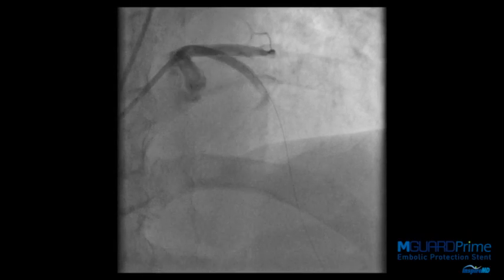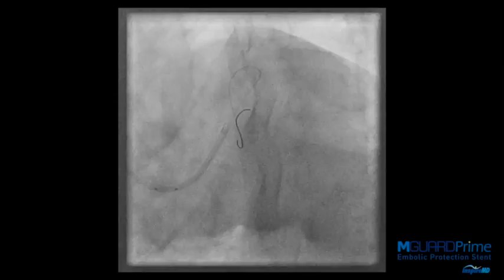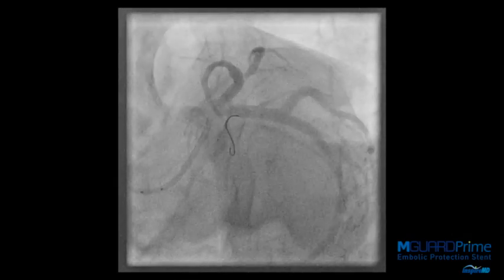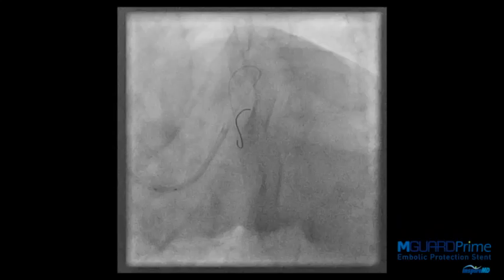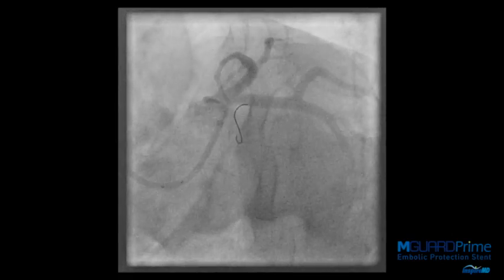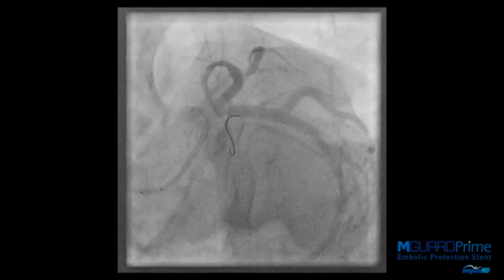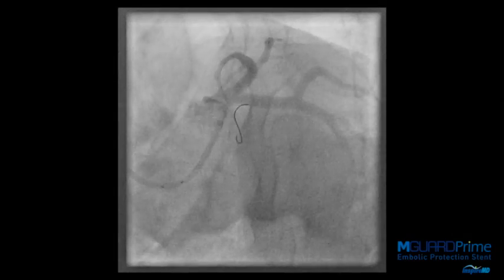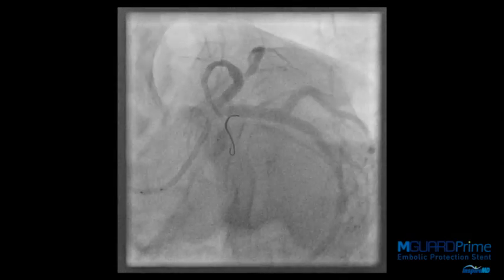diagonal. And in the spider view, you can see an excellent result to the LAD and something of a pinch at the origin of the diagonal, which in fact had been there before. But flow is preserved. At this point, it's worth noting that the patient's ECG had normalized and he was doing extremely well. So the patient received standard post-MI care and has done very well since.